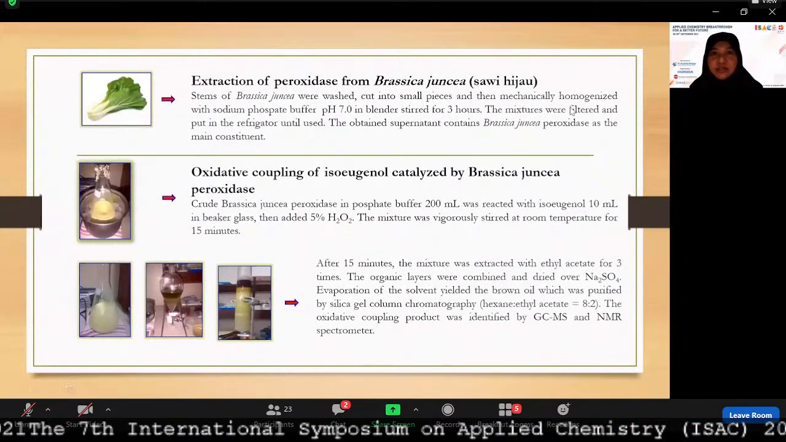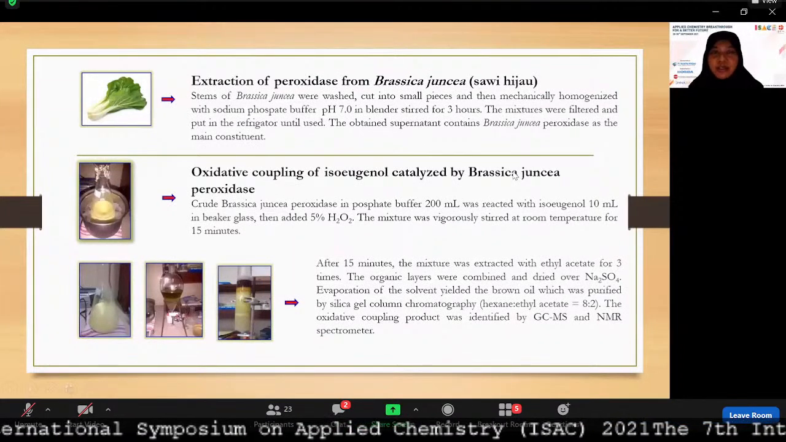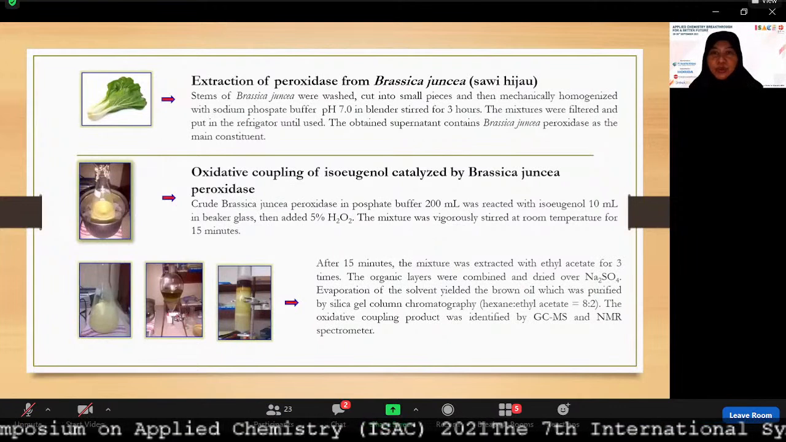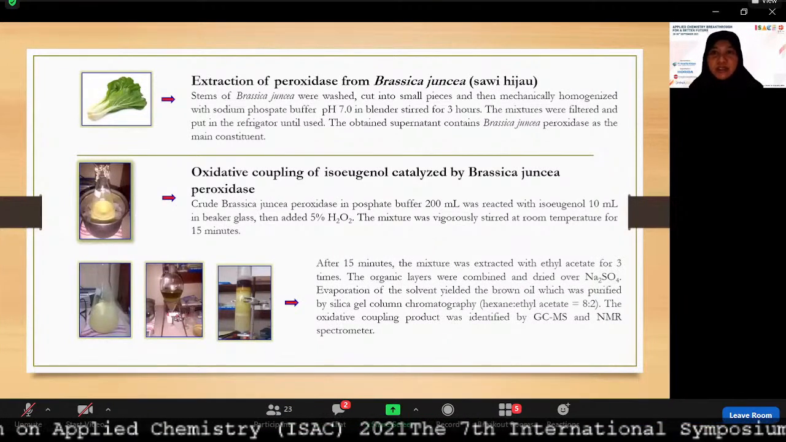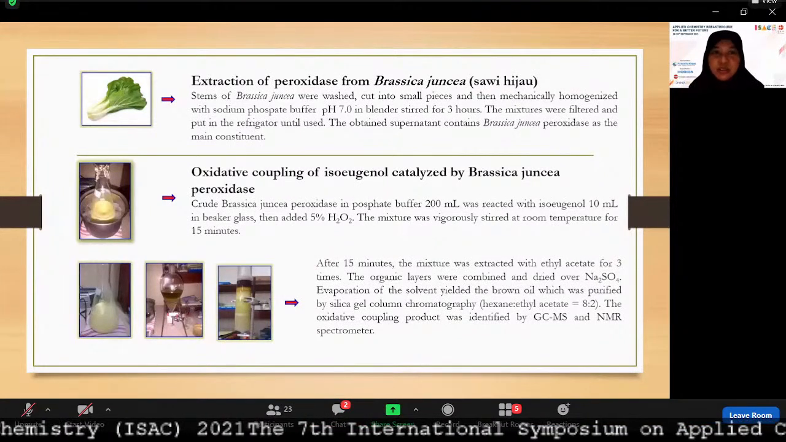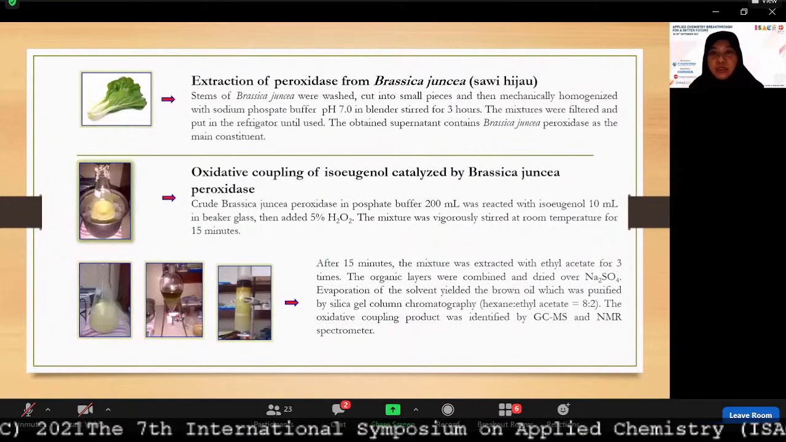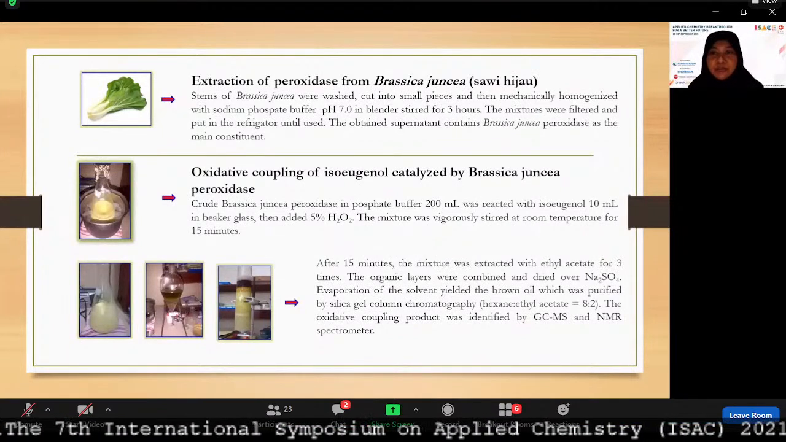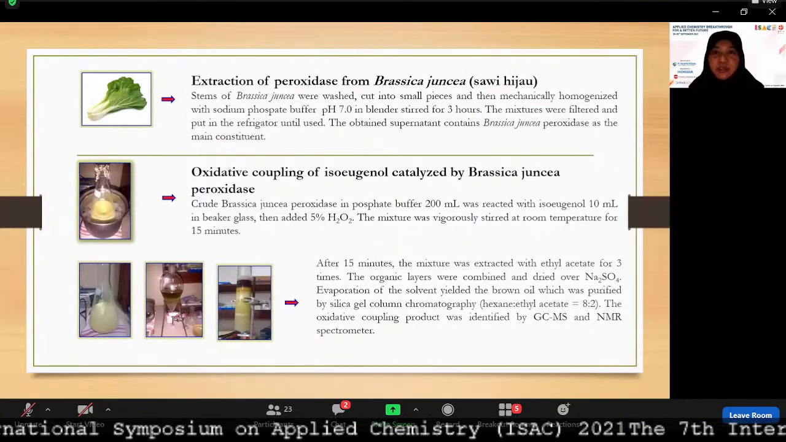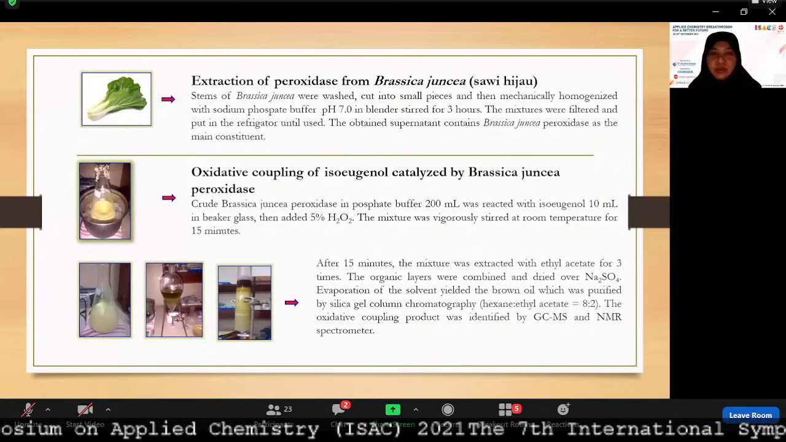And then extraction of peroxidase from Brassica juncea. Stem of Brassica juncea were washed, cut into small pieces, and then mechanically homogenized with sodium phosphate buffer pH 7 and blended for 40 hours. The mixture was filtered and put in the refrigerator until used. The obtained supernatant contained Brassica juncea peroxidase as the main constituent.